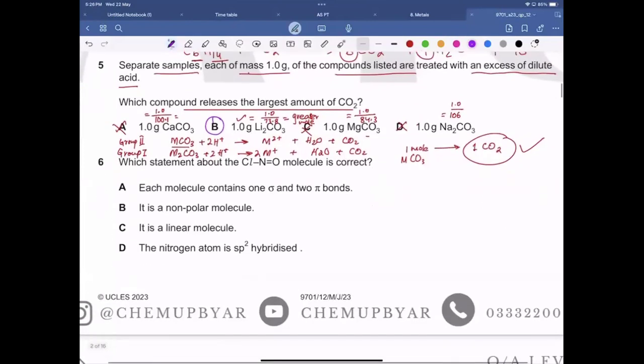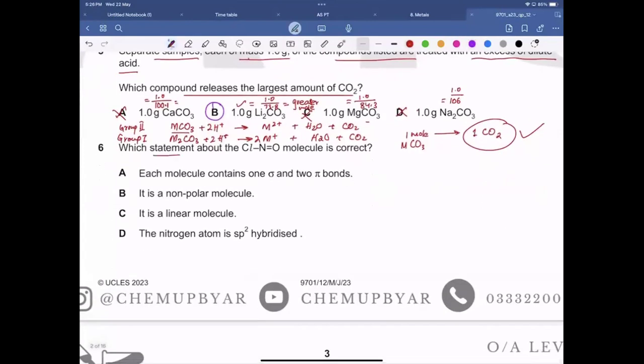Okay. Now question number 6. Which statement about the Cl–N=O molecule is correct? If you see, each molecule contains one sigma and two pi bonds. But if you see, it has two sigma and one pi bond, right? So this statement goes wrong. It is a non-polar molecule? No, both sides have a different element, so it's a polar molecule. So B goes wrong. It's a linear molecule?